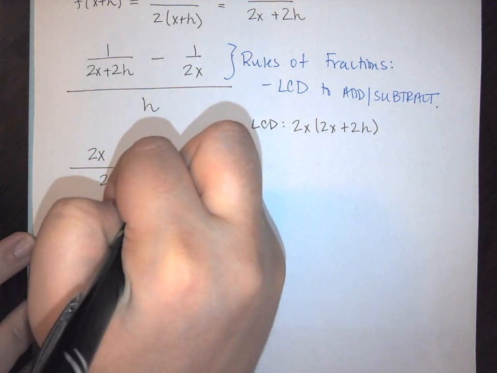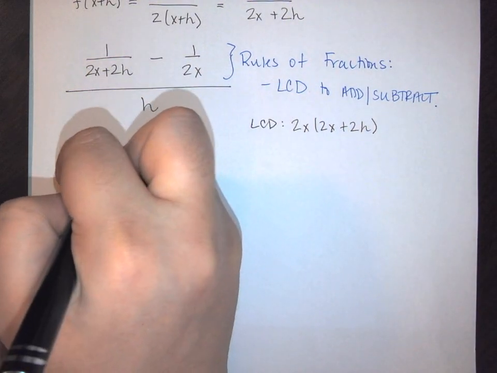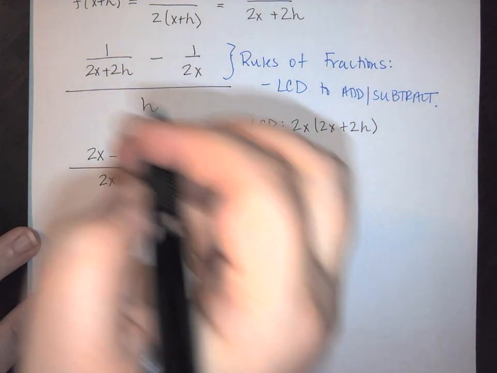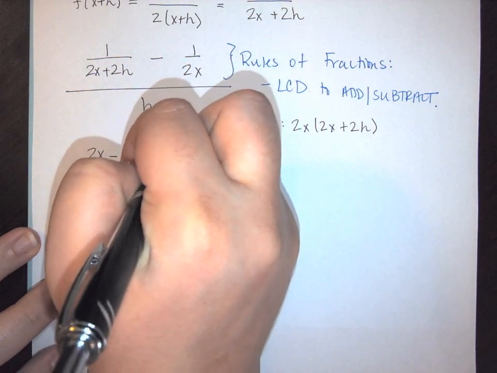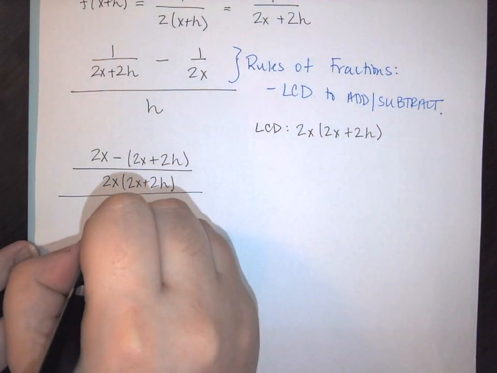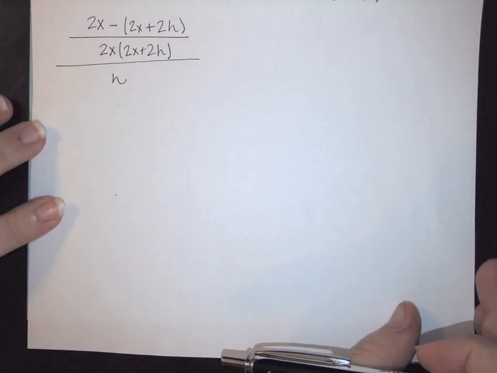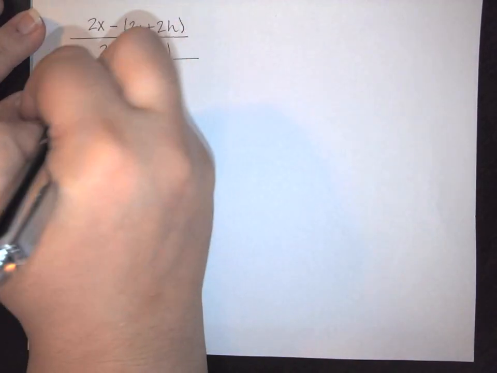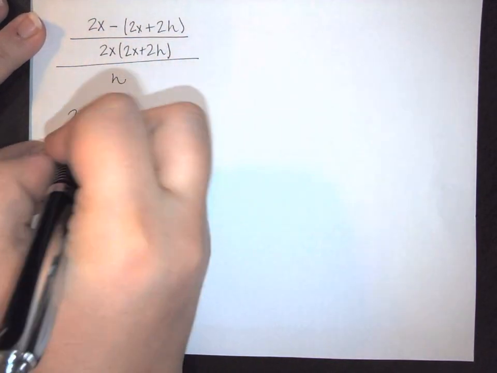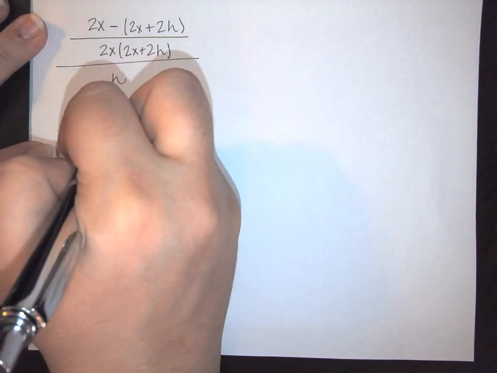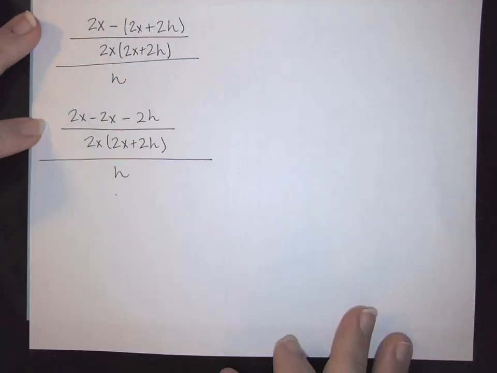And in my second fraction here, I'm missing the 2x plus 2h piece. So we're going to subtract, and what we're going to subtract out is going to be the 2x plus 2h, and of course the whole thing is still over h. Still working with simplifying that numerator, the first thing we need to do is take this negative and distribute it through, so we end up getting 2x minus 2x minus 2h all over the 2x times 2x plus 2h. The whole thing is still over h. Seems confusing, but let's keep going.